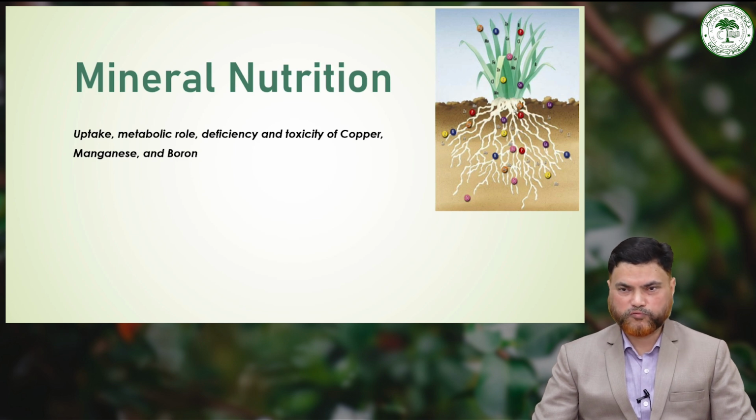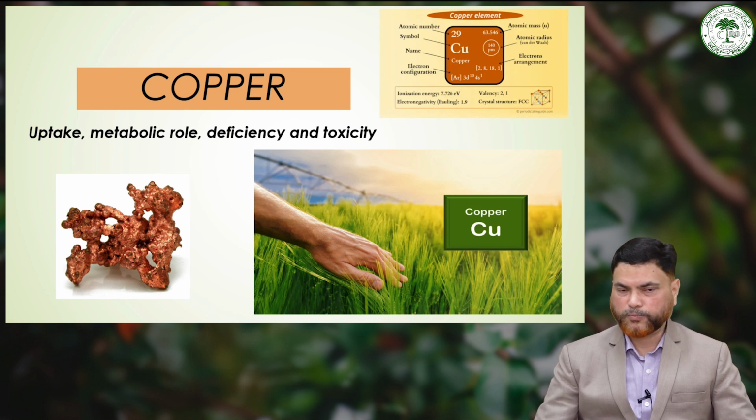In this lecture, we are going to study the mineral nutrition in plants, particularly uptake, metabolic role, deficiency symptoms and toxicity of copper, manganese and boron. So, we will take up one by one specific mineral nutrients, that is copper, manganese and boron. You see that copper is like other essential mineral elements. It is one of the micro element nutrients which is necessary for plant growth and development.